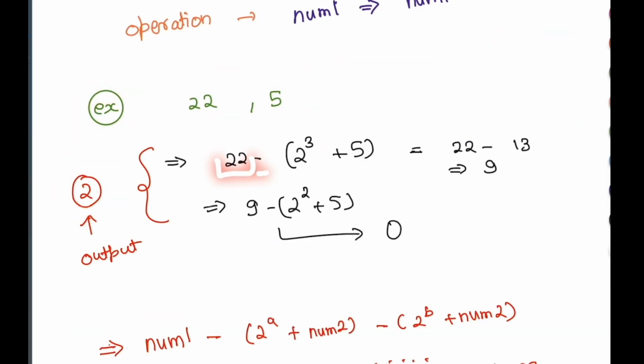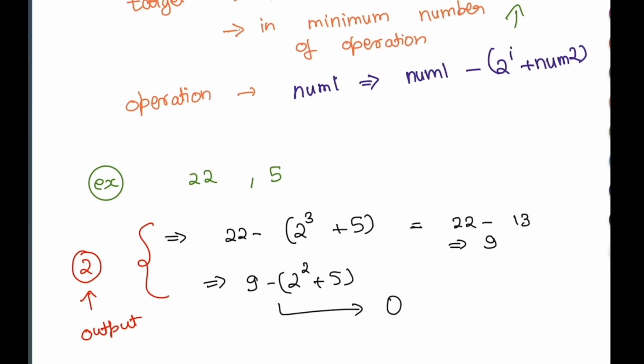Now the output in this particular example is 2, and the reason is we can say 22 minus (2 to the power 3 plus 5). Now this 3 is the i I am talking about in the formula. The formula is num1 minus (2 to the power i plus num2). So here i is equal to 3, plus num2. So I can say 2 to the power 3 will be 8, plus 5 will be 13.